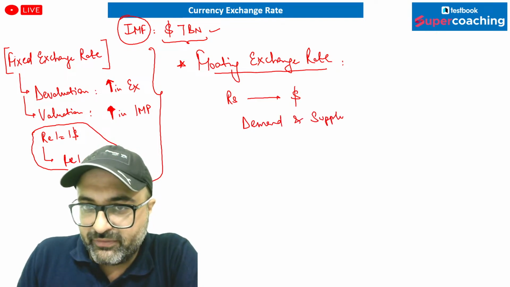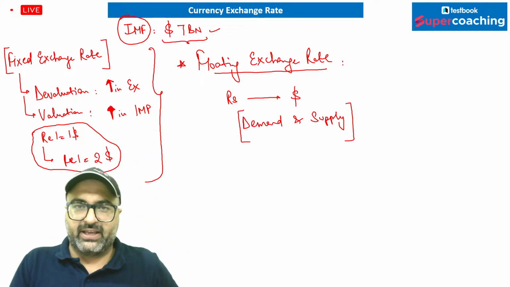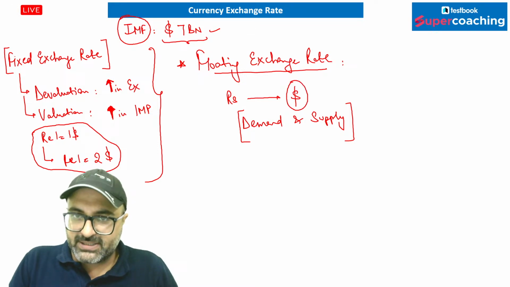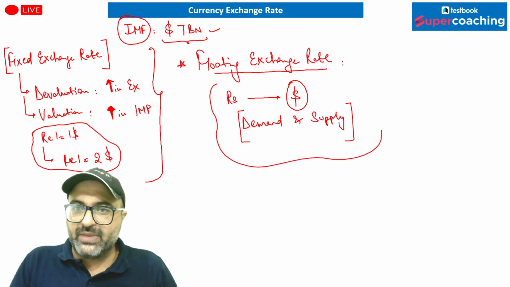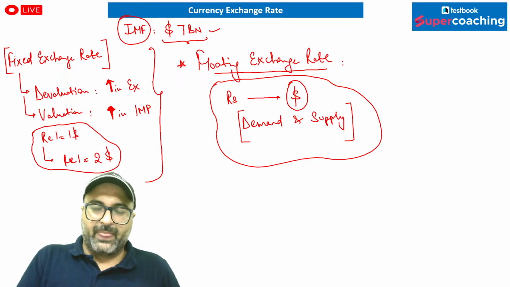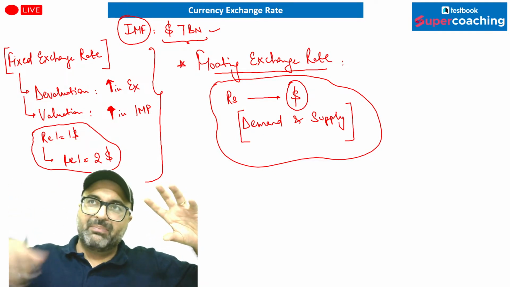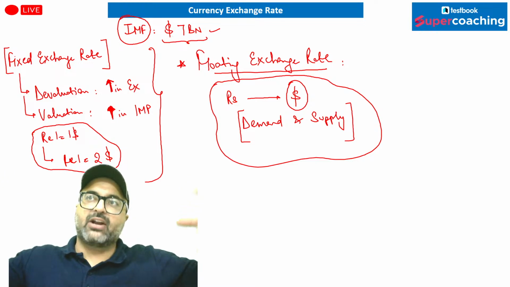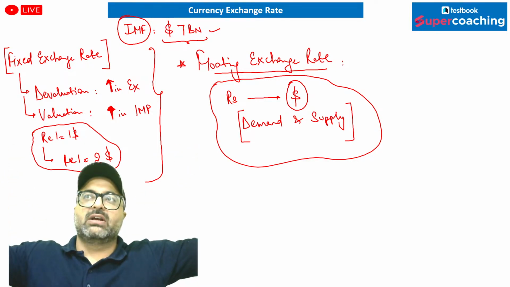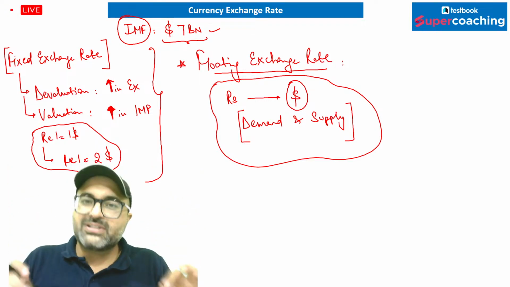Whenever the demand and supply of a particular foreign currency changes in the domestic currency, on the basis of that demand and supply, the exchange rate is decided. Now, if you are in a dilemma about whether we are talking about demand of dollars, demand of rupees, supply of dollars or supply of rupees, no, that is not the case. The economists were very, very intelligent.